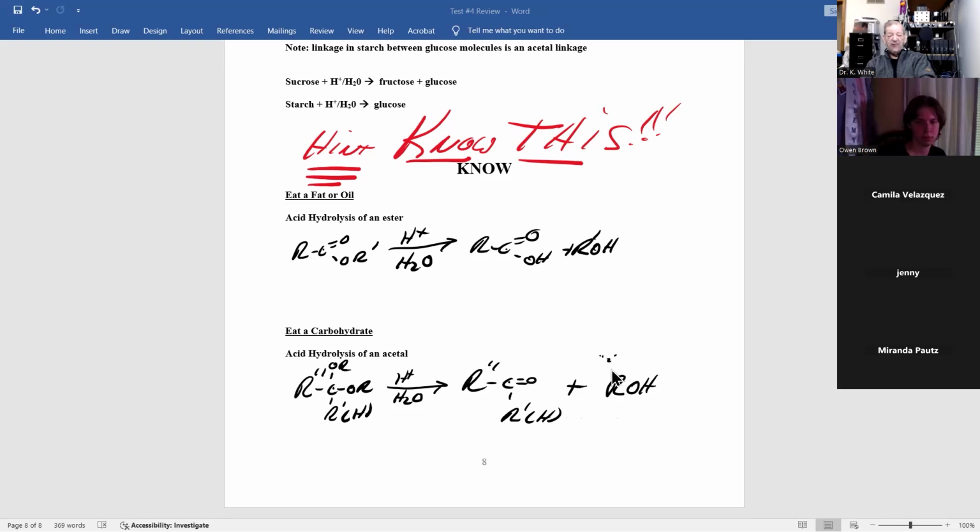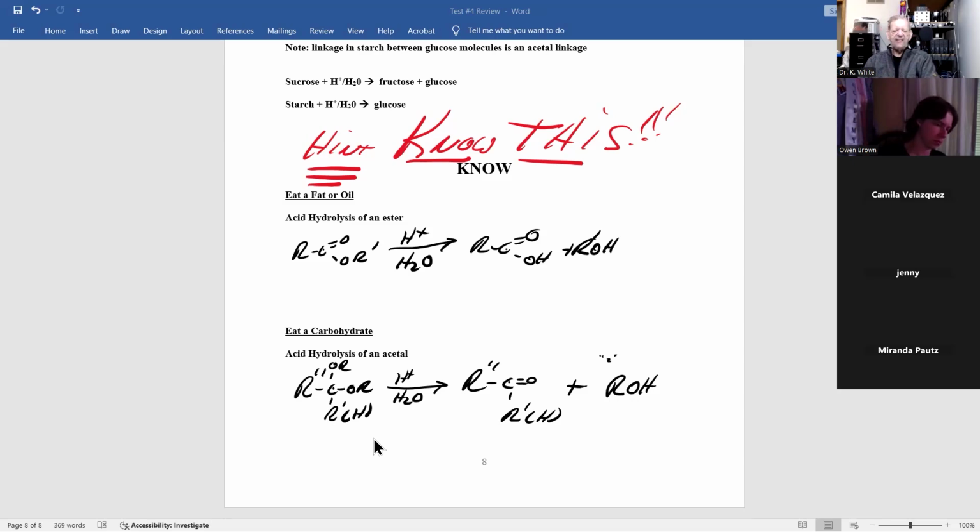And you can see the micro mini 2. If you watched the videos, I talked about the twin sisters I had who got upset when I didn't balance the equation. Oh, did they get upset? Right. But anyways, eat a carbohydrate, acid hydrolysis of an acetal. And here's the general reaction: acetal or ketal, acid and water. Get back the aldehyde or ketone you would have used to make the acetal or ketal, plus the alcohol you would have used to make the acetal or ketal.